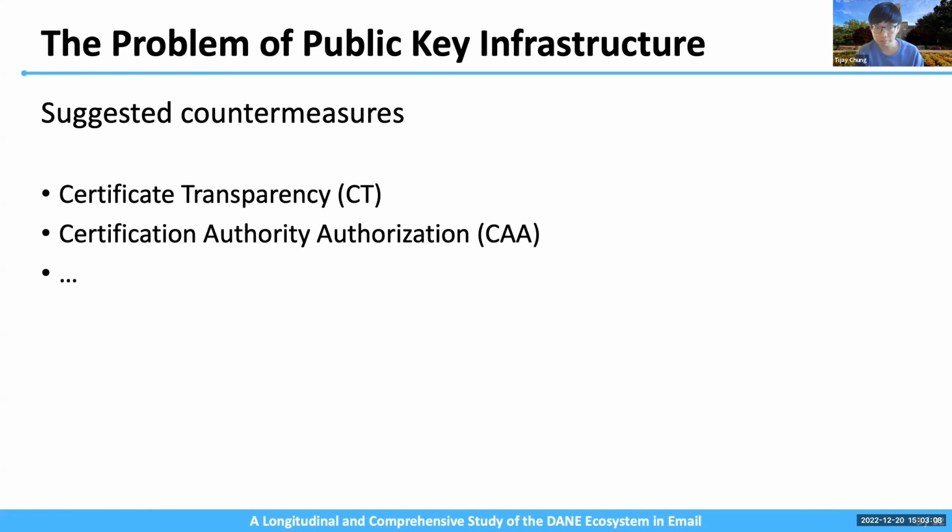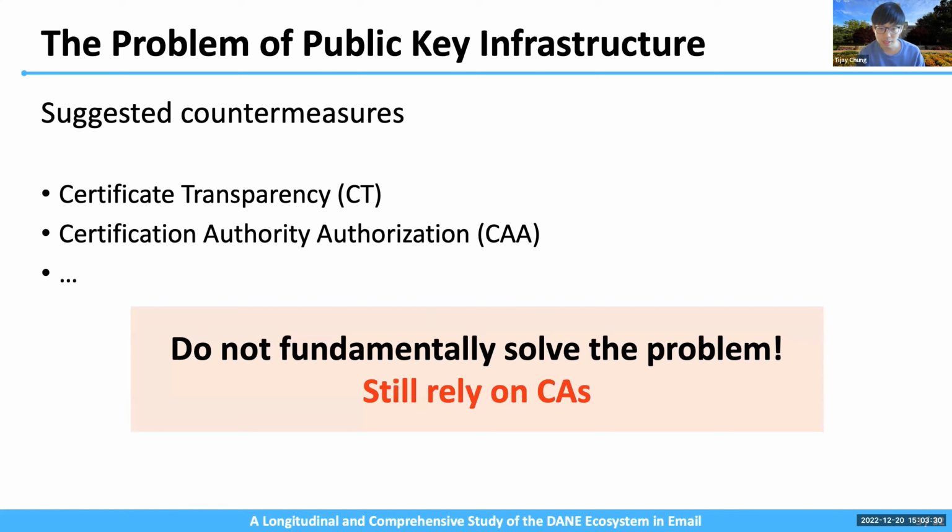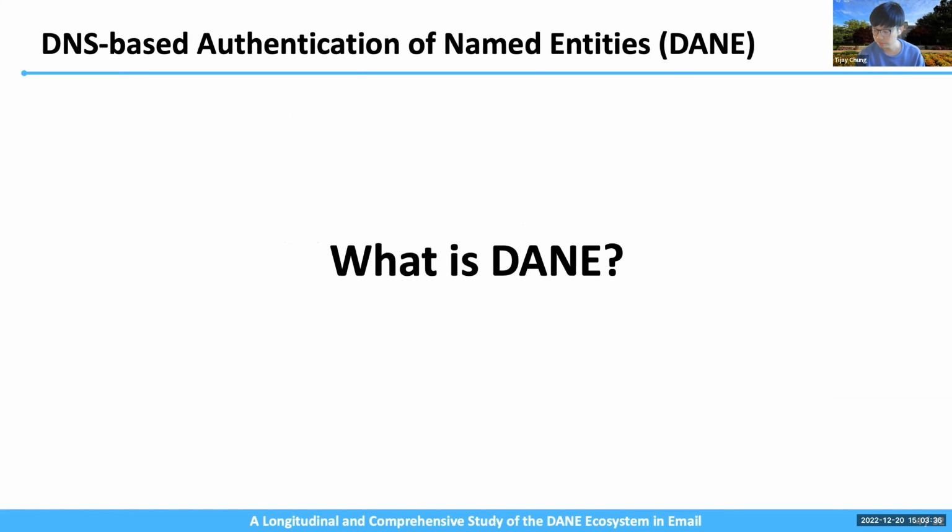So there are tons of countermeasures proposed to mitigate the fundamental challenges of public key infrastructure, but essentially they do not solve this problem. The CA reliance problem is still out there. It does not fundamentally solve the problem, which is that we still rely on CAs. So now let's talk about that.